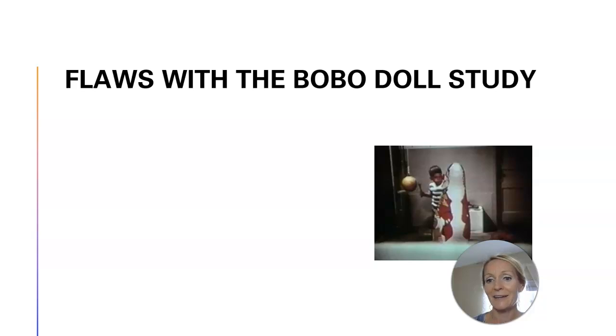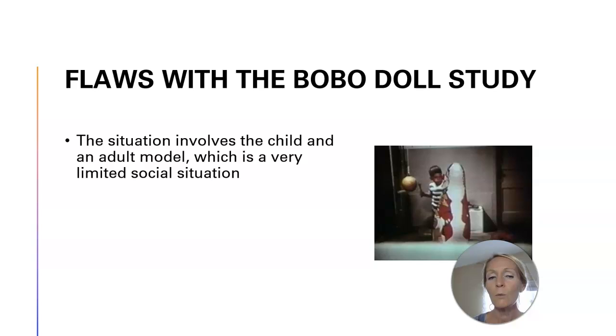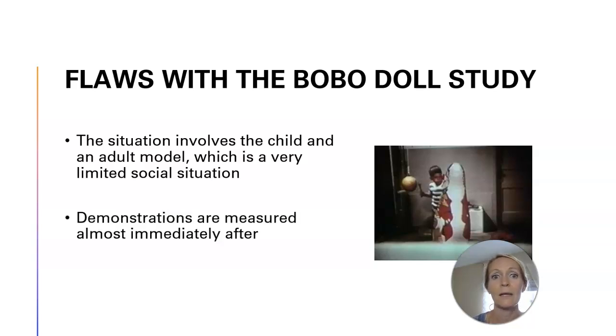Now, in this theory and in your text, it does talk about some of the flaws, and I think some of the flaws are apparent just in talking about vulnerabilities in the Bobo doll experiment. One of the things is that when they did this study with the 72 children, the situation involves the child and an adult model, which is a very limited social situation. So this was more of a lab setting. This was not based in a natural setting. It was really decontextualized from their everyday lives. And so we're drawing a lot of conclusions off of something that was happening in a research lab.